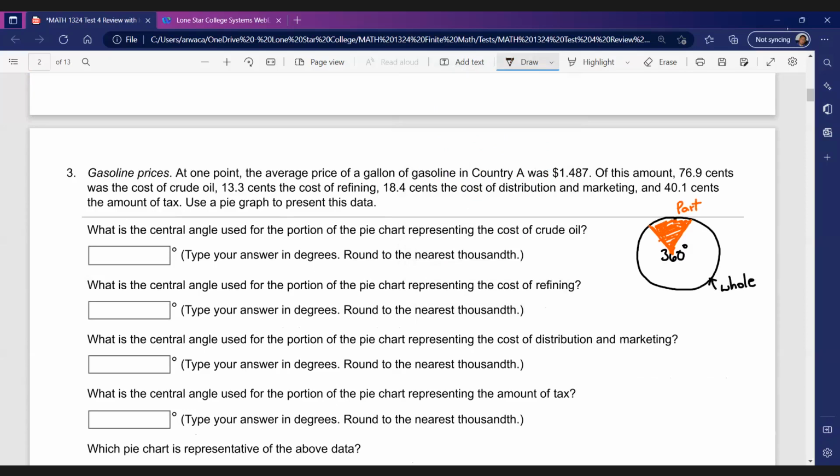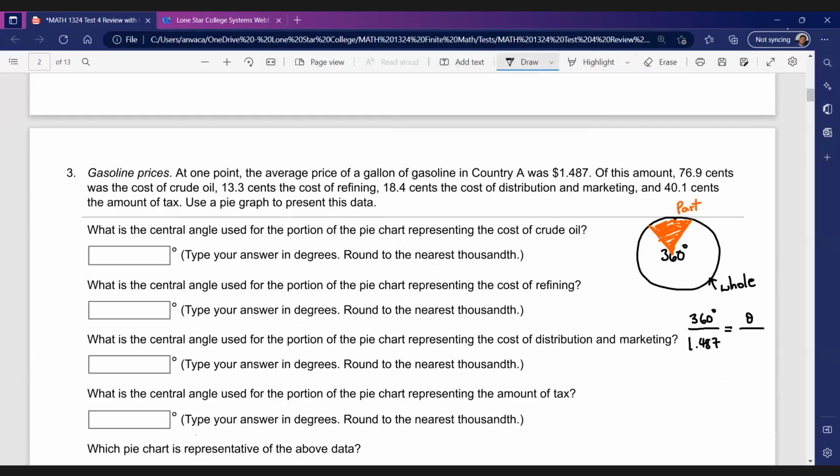So we can come up with some proportions. In this case, we know that the entire circle measures 360 degrees. I'm going to write a ratio of the angle measurement and the dollar amount. The whole is 1.487. We're looking for the angle measurement, which I'm going to call theta.